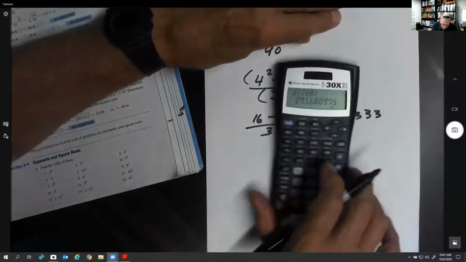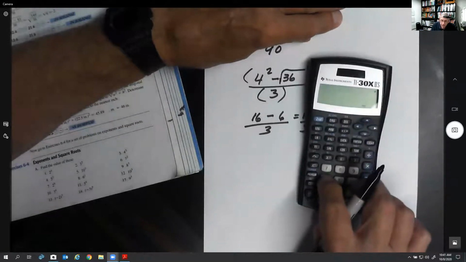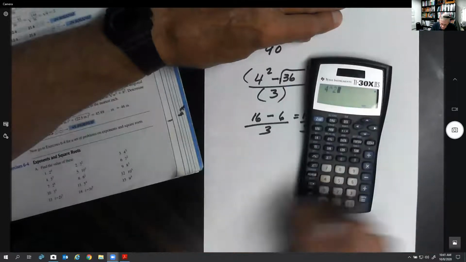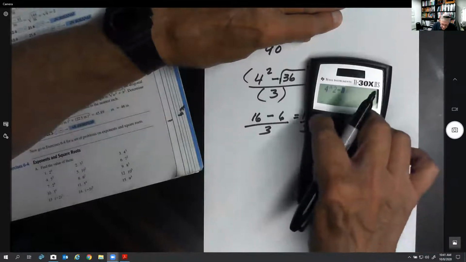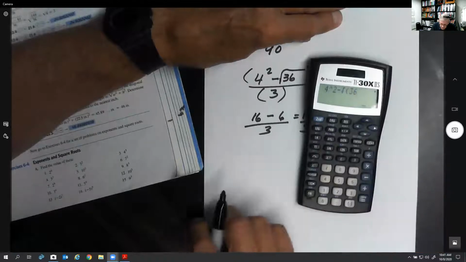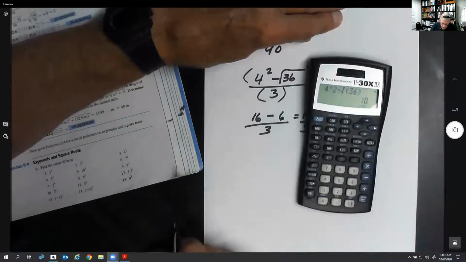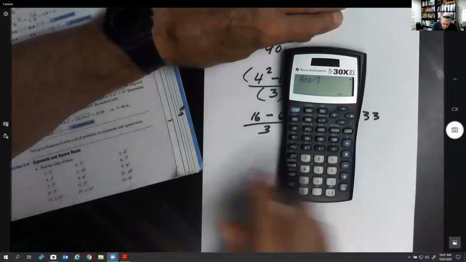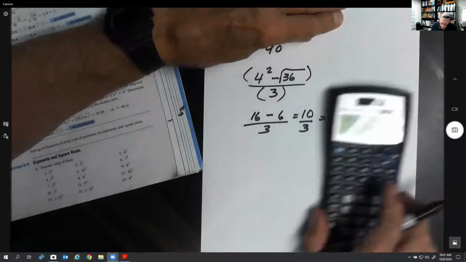Now I'm going to try with the calculator to see if I come up with the same thing. 4 squared minus square root of 36, second x squared, 36. And what I might do on this one is hit the equal sign here. See, and that's what we had, the 10, and then hit the divide 3 to make sure I did all that and did it correctly. You see, we come up with the same answer.